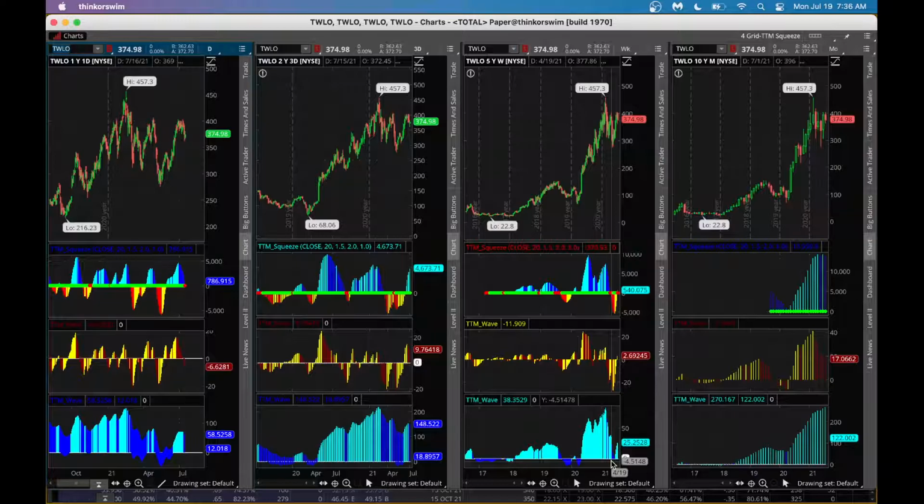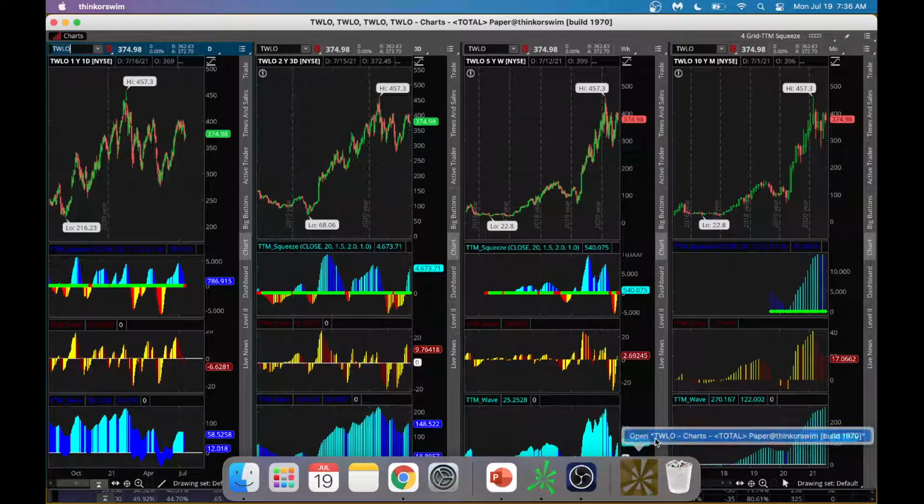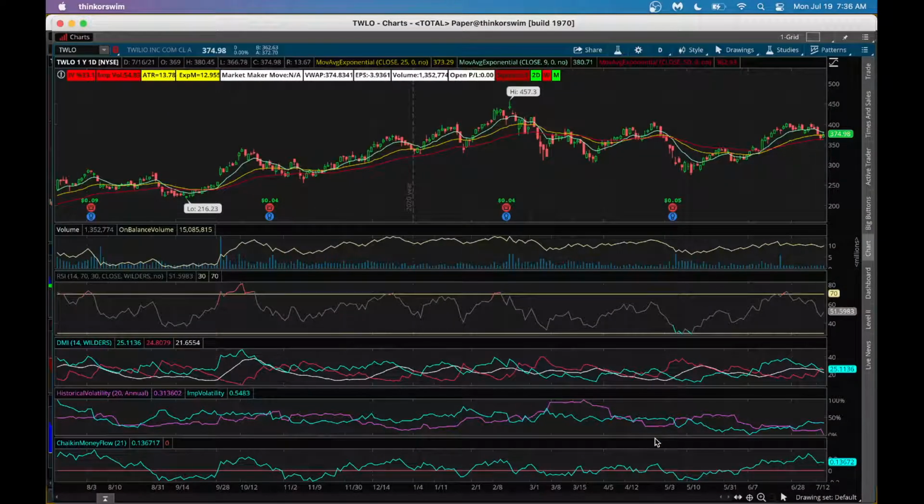Twilio can go to the higher side according to John Carter. Let's look at a different chart pattern and see what's going on. On-balance volume looks pretty nice. I like this. RSI is trying to gain some momentum, and I see some uptick here. That's good. On the DMI chart, the blue line is trying to cross over the red line. That's a bullish indicator, mildly bullish.